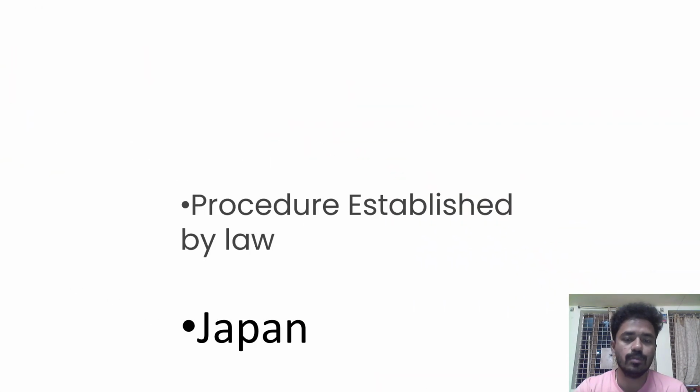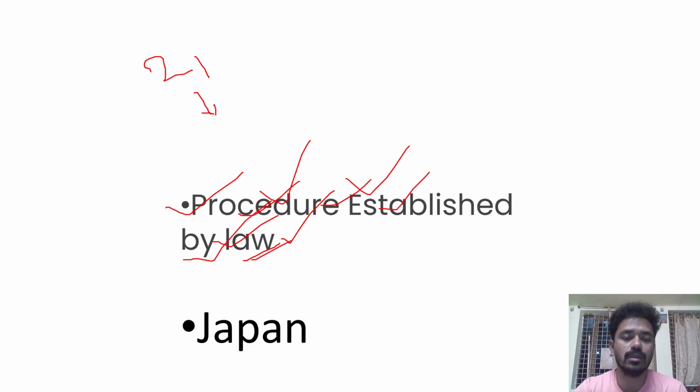Next, the procedure established by law. See article 21. Article 21 deals with the right to life and personal liberty. No person is deprived of his life and personal liberty except according to the procedure established by law. These things are adopted from the Japan Constitution.